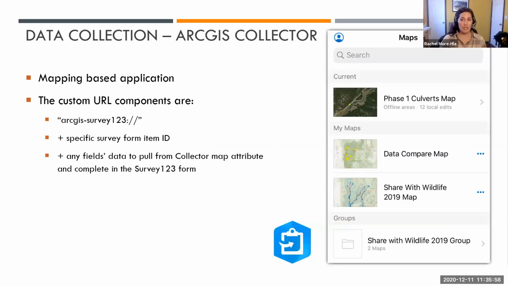I developed a project map in ArcGIS Online and configured the settings to be used in auto mode. And in doing that, I also specified small areas of the map to download in ArcGIS Collector, which helped minimize space requirements on mobile devices. The culvert point feature pop-ups in the map were configured with a link to open Survey 123.